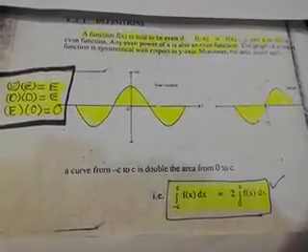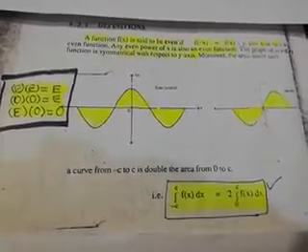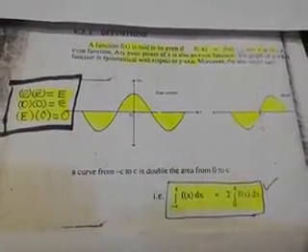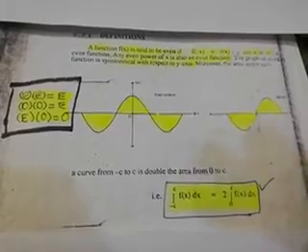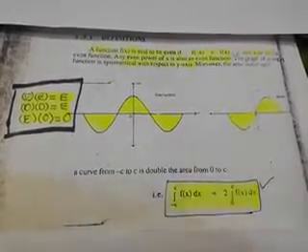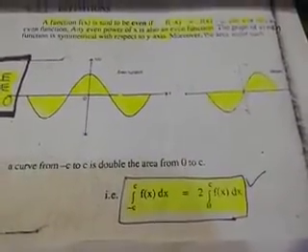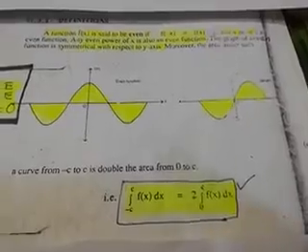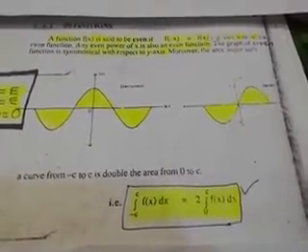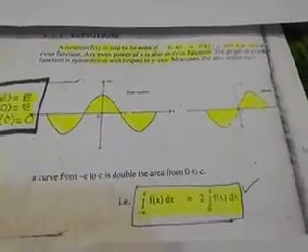The beauty of an even function is that if a function is even, then the area under the curve from minus c to c is double the area from 0 to c. Here the integral from minus c to c of f of x dx will give you the same area as 2 times the integral from 0 to c of f of x dx.